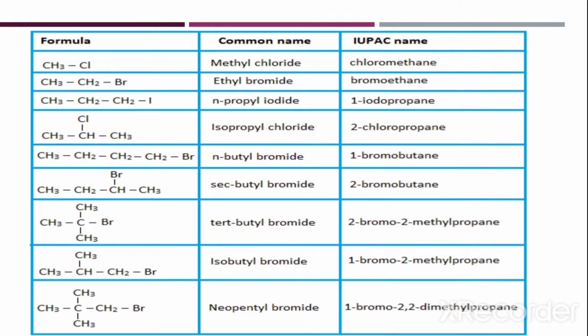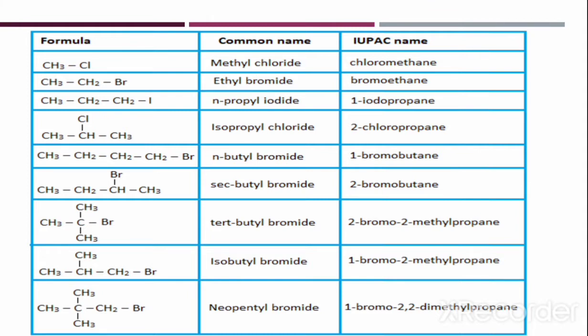So basically, the common name is methyl chloride, and for the IUPAC name, we will have to firstly write the group name, that is halogen. We will prefer the halogen first, and then the alkyl groups. So we will name it chloromethane. And the next one is the same: ethyl bromide and bromoethane. And the third one is also the same, and propyl, because the propyl has a linear chain or normal chain.